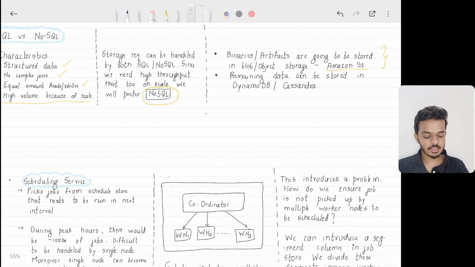What NoSQL database can we use? We can use DynamoDB or Cassandra here.